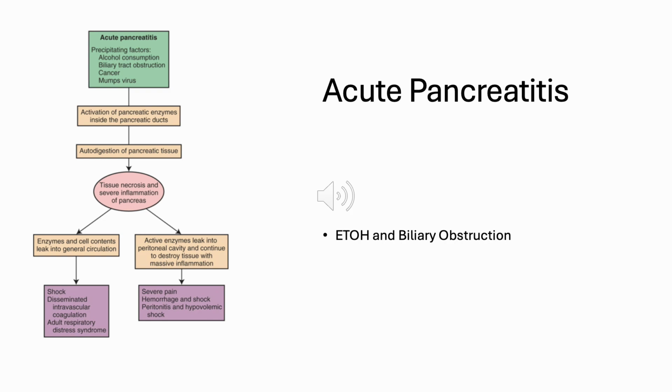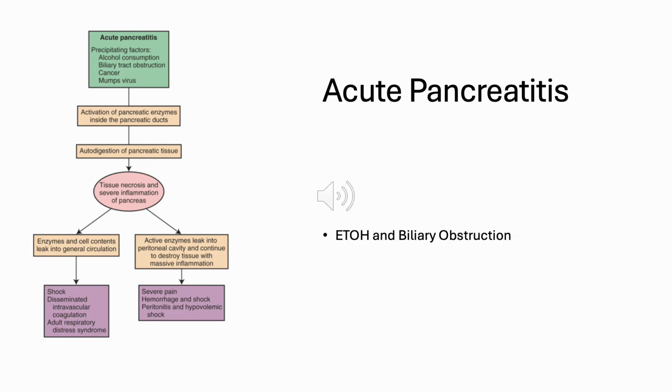The two most common causes are alcohol abuse, so it could be binge drinking or alcoholism, or biliary obstruction. With biliary obstruction, you'll see an increase in the AST and the ALT, and that's a key point because that differentiates biliary obstruction as the cause versus other causes. There's a list a mile long of conditions that can cause acute pancreatitis.